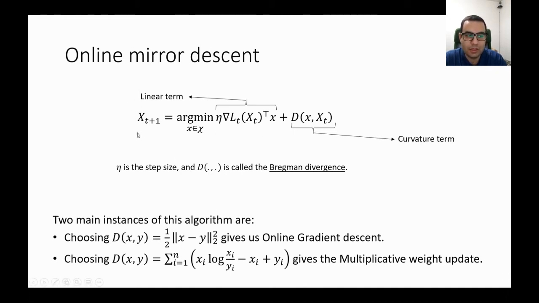The update rule is similar to gradient descent. There is a linear approximation of the loss function, LT, at the decision point, XT, plus the D function, which is a nonlinear convex curvature function, and adding this to the linear term causes us to have a convex optimization instead of linear. D function should have some characteristics, and any function that has those characteristics is called the Bregman divergence.